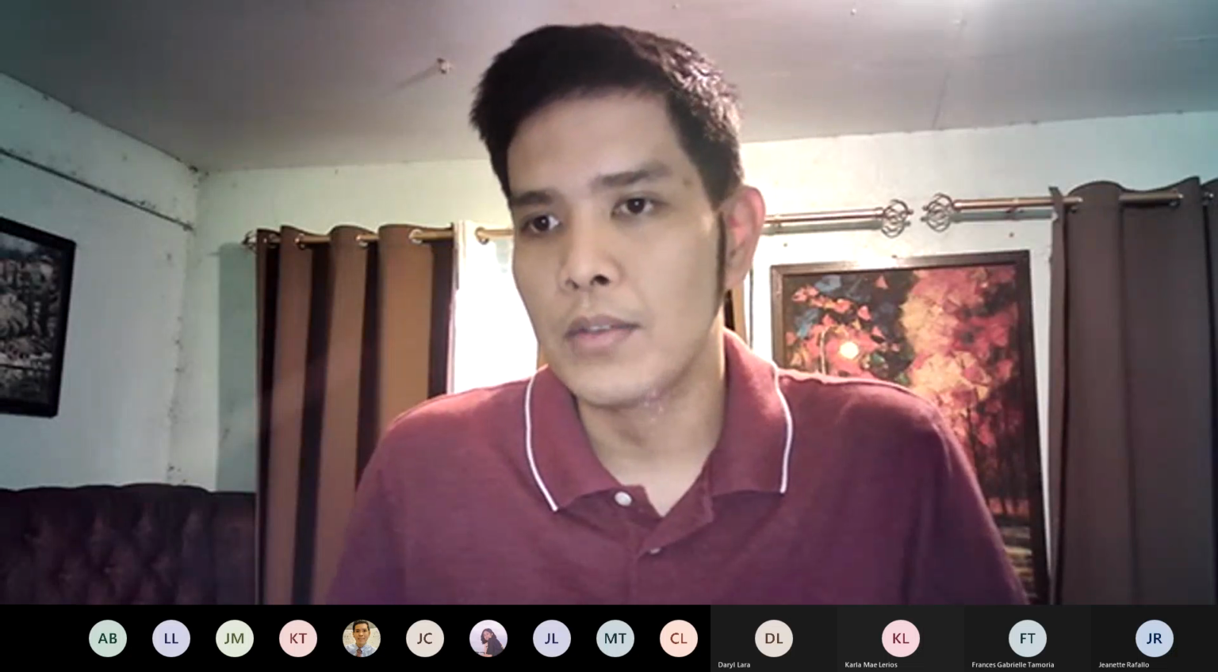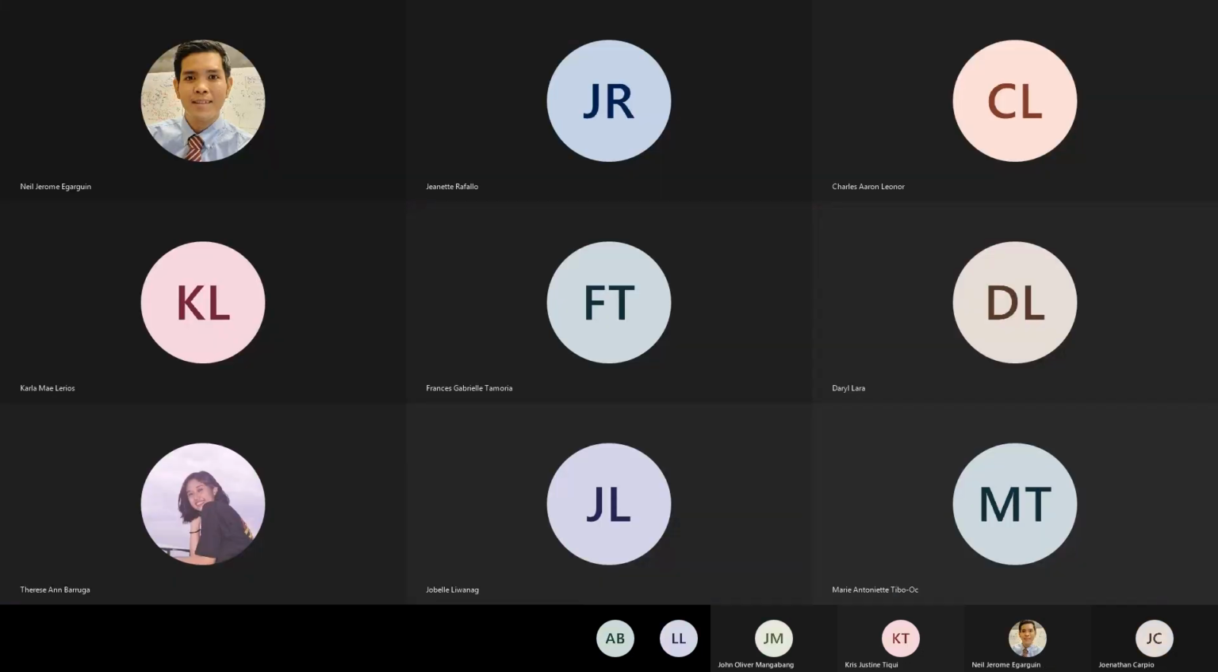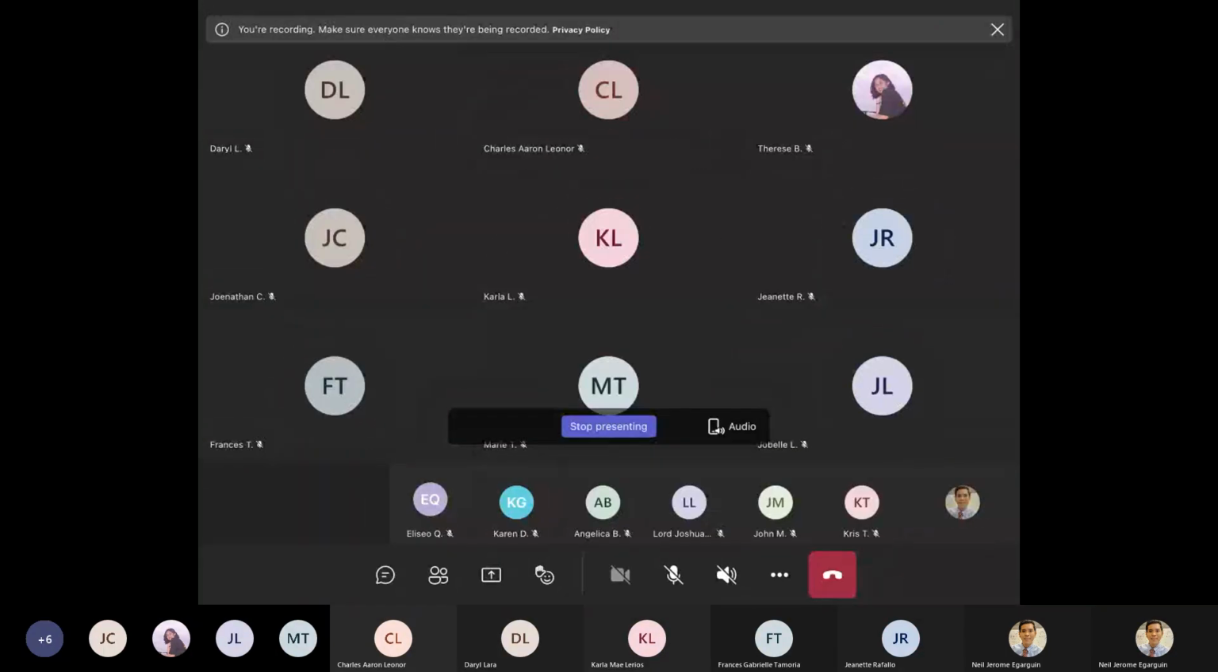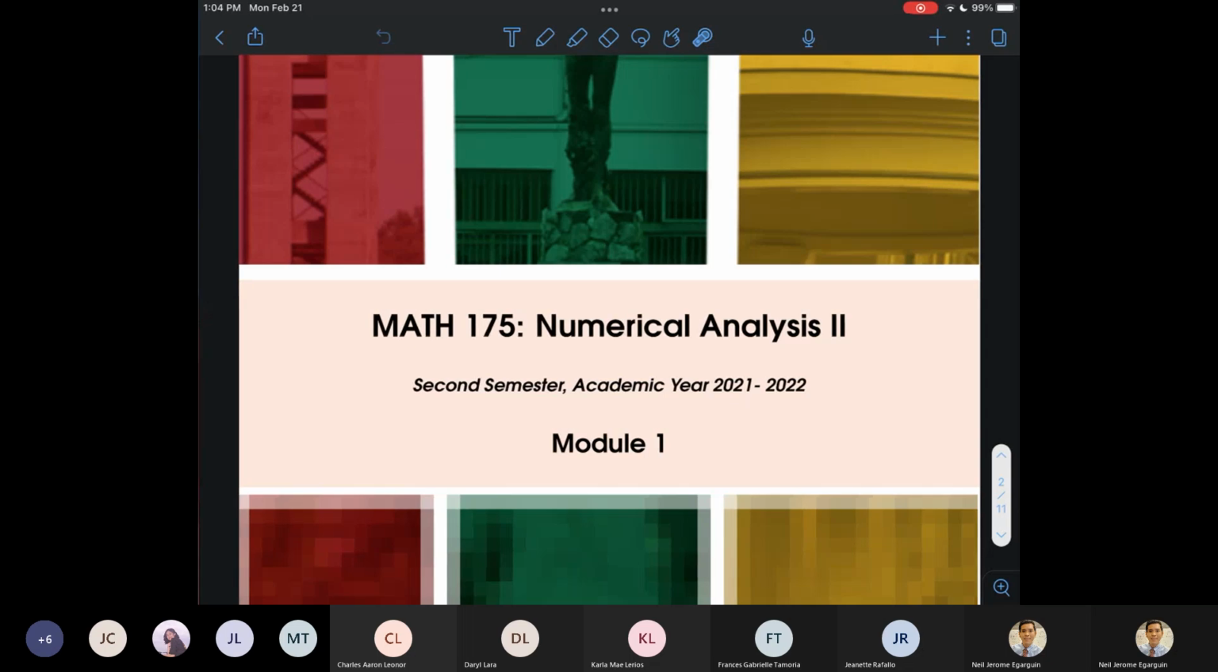So sige na nga, simulan ko na kasi baka maubos yung oras natin before the other students come in. So puntahan ko na yung module 1. Let me turn off my camera and then let me share my screen. Halata hindi ko alam ang gagawin, no? Laging ganun pag first day, nangangapa ako kung anong gagawin. Let's see. So yeah, so I have module 1 open and I hope you guys are seeing it.